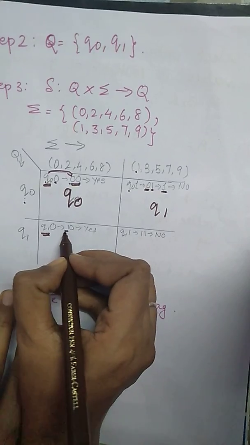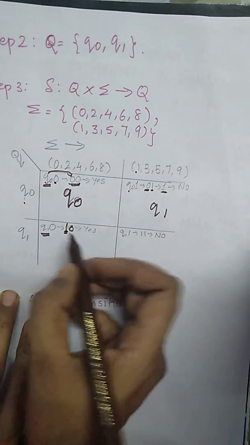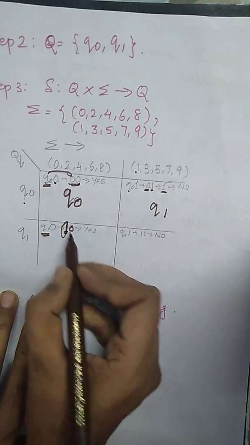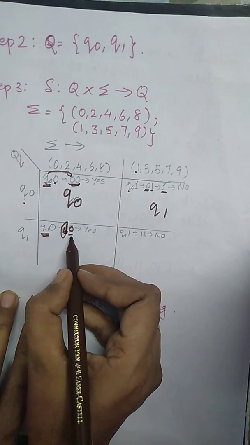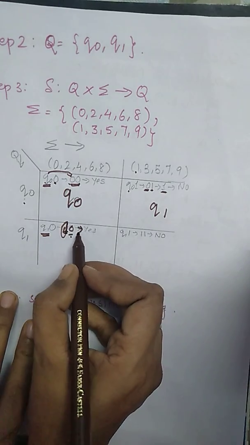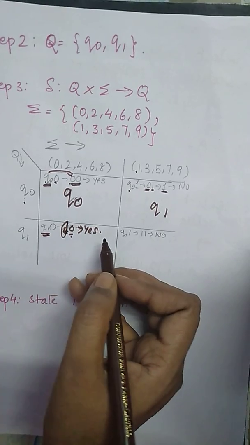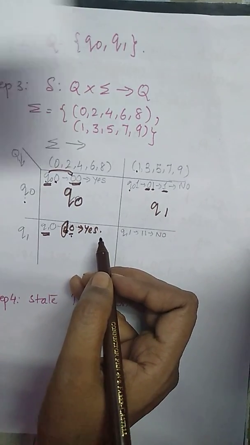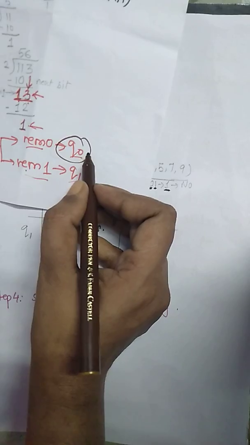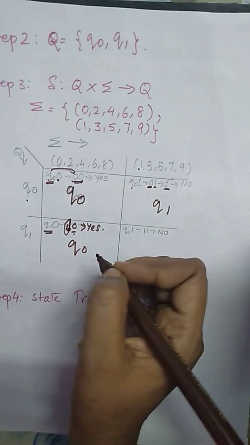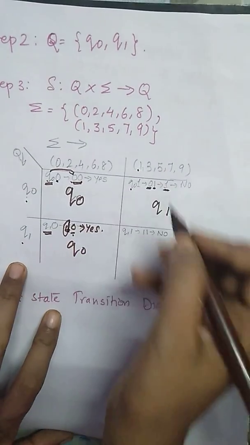Now Q1 with the next bit as 0. Q1 represents previous remainder as 1 with the next bit as 0, which will create number 10. Is the number 10 divisible? Yes, it is divisible. Which state represents divisibility by 2? State Q0 represents divisibility by 2. So here state Q0.